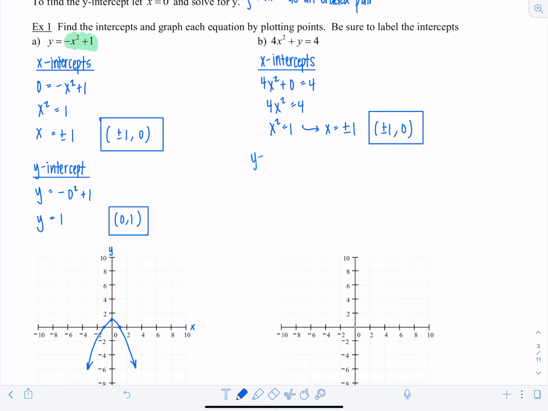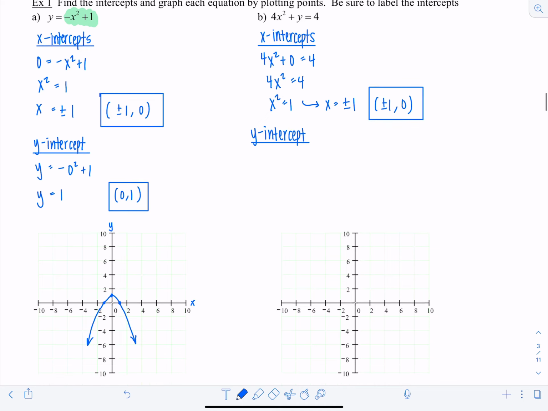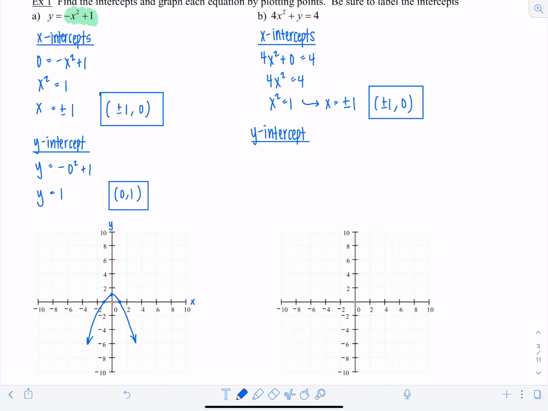Y-intercept. Similarly, I'm going to substitute in 0 for x. So I have 4 times 0 squared plus y is 4, which gives me y equals 4. So I just end up with (0, 4).